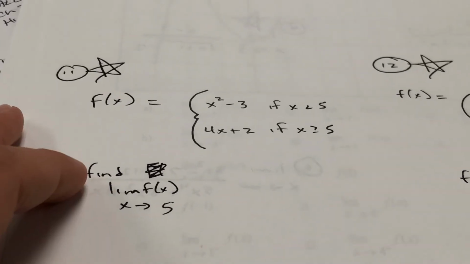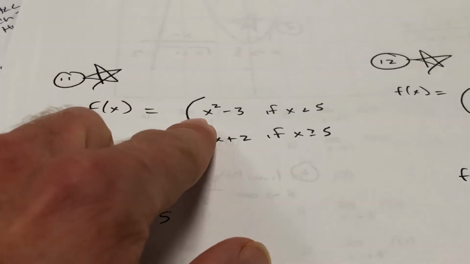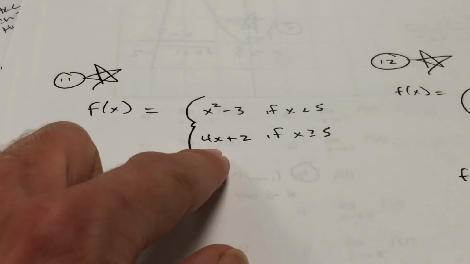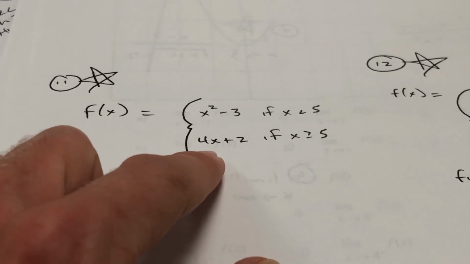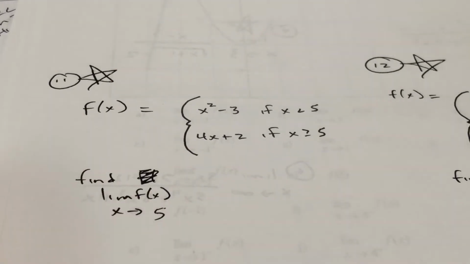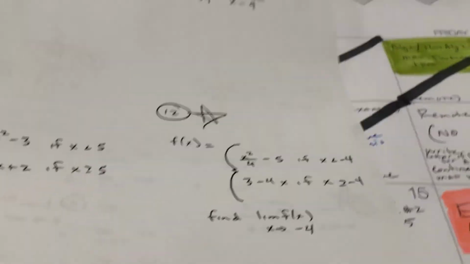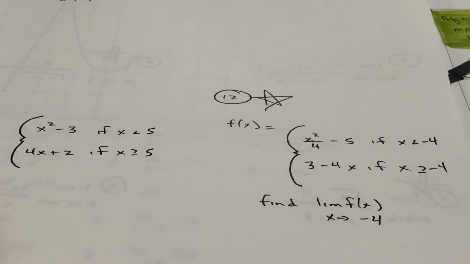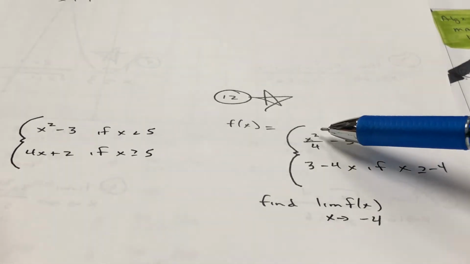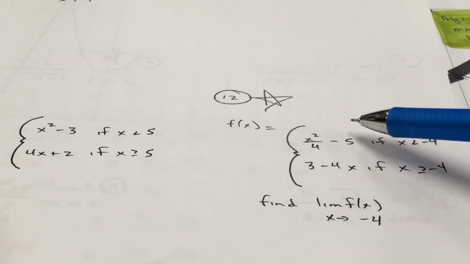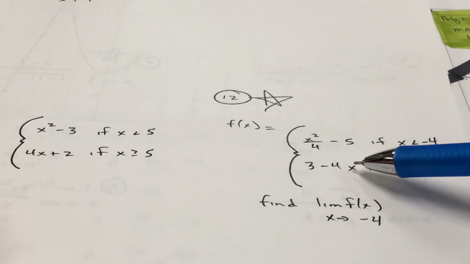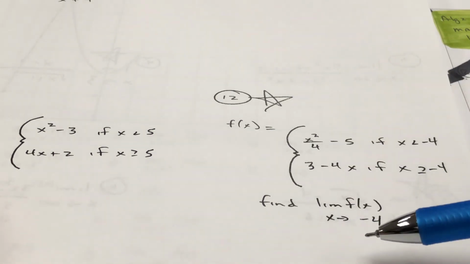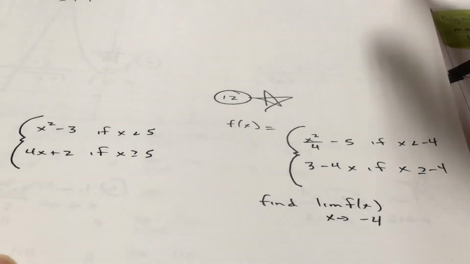On 11, the limit as x goes to 5. So on the left side, you plug in 5, you get 22. On the right side, you plug in 5, you also get 22. So the left-hand limit and the right-hand limit both equal 22. So this has an answer of 22. The limit as x approaches -4, again, you plug -4 in here. I think you're going to get 4 minus 1, which is a -1. Then you plug -4 in here, you get 19. -1 does not equal 19. The limit does not exist.